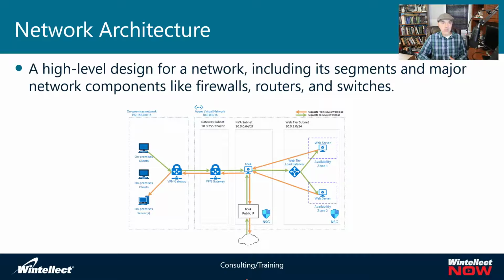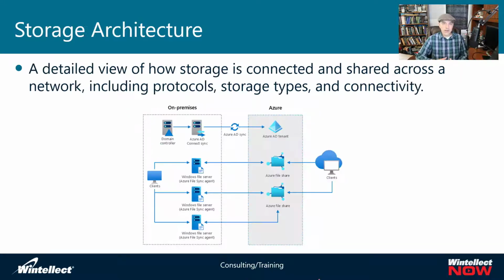So network architecture is going to be one of those things that almost every migration project needs to consider, and would be one of those things that you want to do first in a lot of ways to help understand how the network's going to look and how things are going to be mapped out once they are deployed into Azure. Another kind of architecture that most migrations have, but not all of them, is storage architecture.